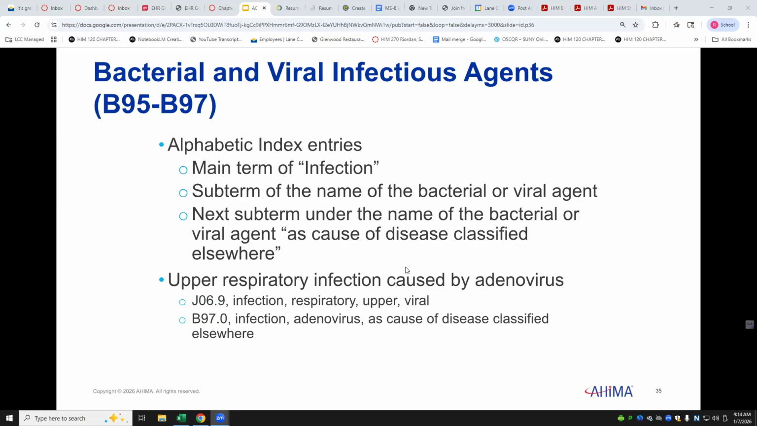Here's an example. Upper respiratory infection caused by adenovirus. Again, following our instructions, we would use the main term infection, respiratory, upper, viral, and then we'd go to the tabular, and then we would code the B97. And B97 again, main term infection, adenovirus as cause of disease classified elsewhere. And you'll see similar codes for strep, staph, and others.